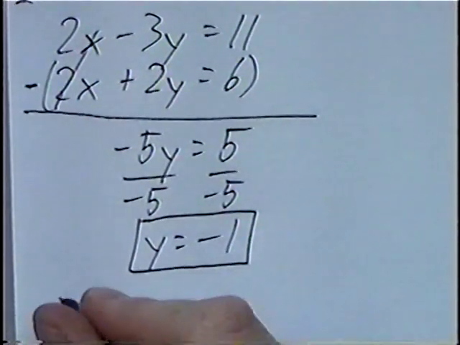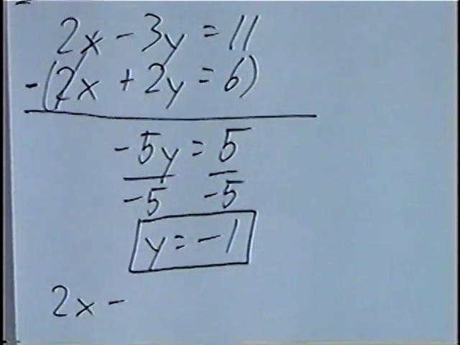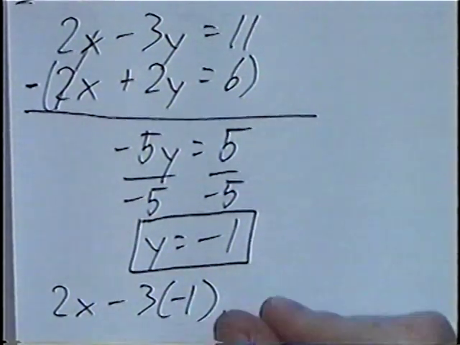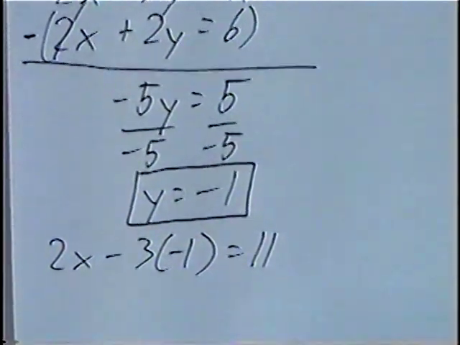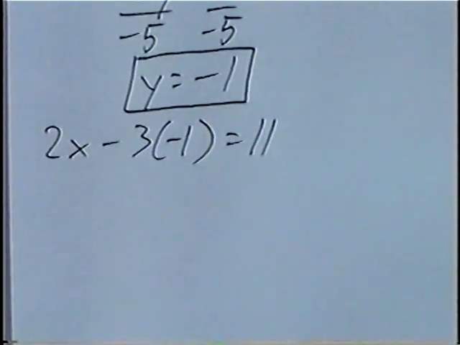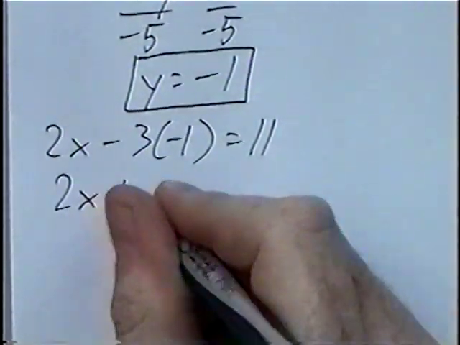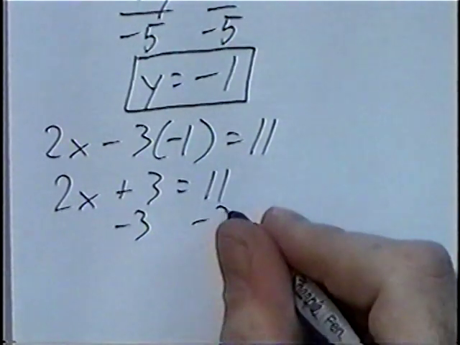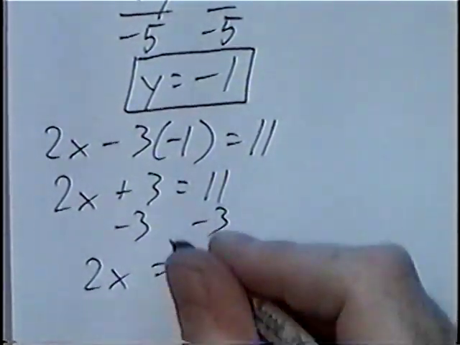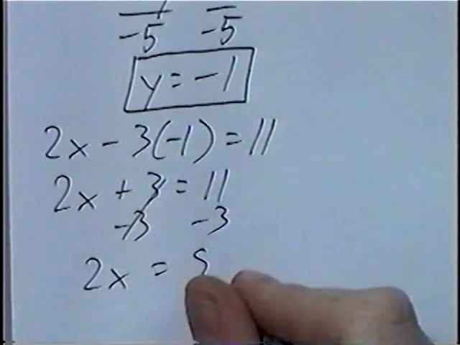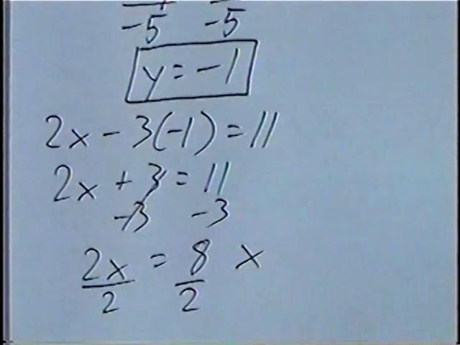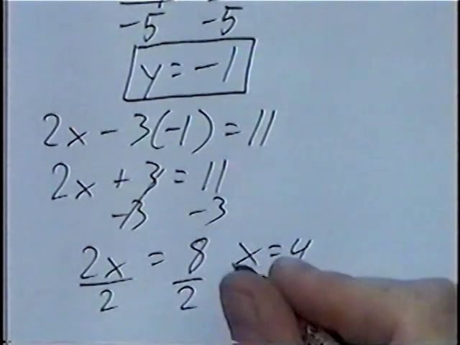If we take the first equation, 2x minus 3y, but instead of y, we can substitute a negative 1, equals 11. Solving, we have 2x, negative 3 times negative 1 is positive 3, equals 11. Subtracting 3 on both sides, 11 minus 3 would be 8, and dividing by 2, we'll have x equals 4.